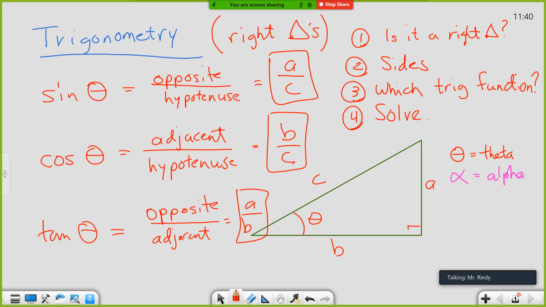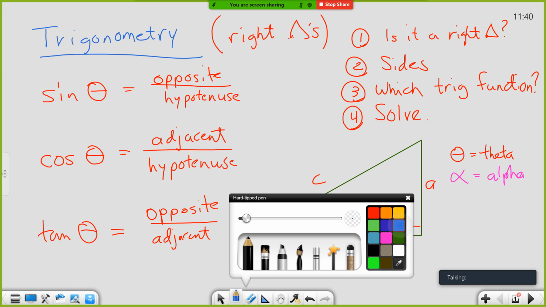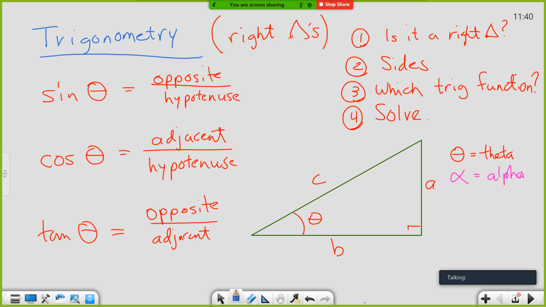All right, are we good? Moving on. Wait, can you hold on for a second? Sure. I'm actually going to erase this stuff because we don't want to get it confused. Let me know when you're ready.